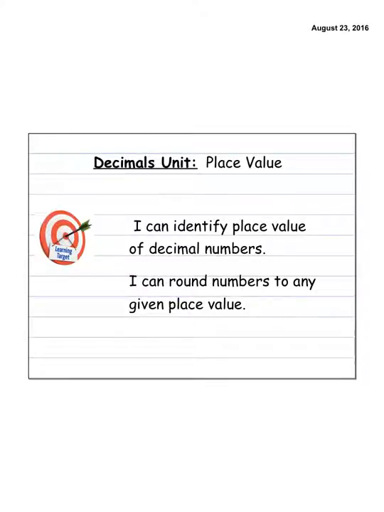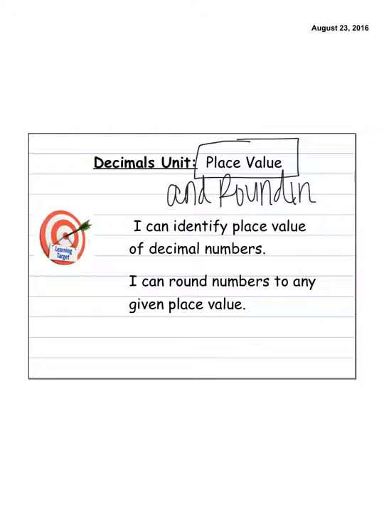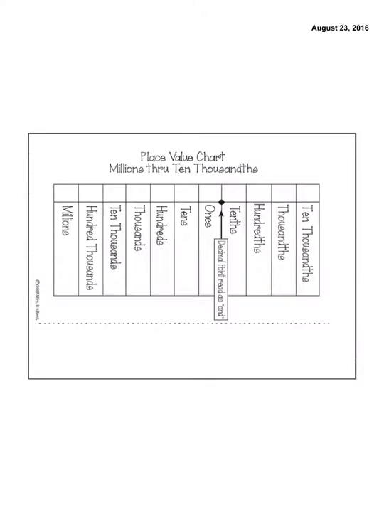Hi, sixth graders. We are on the place value lesson, still in our decimals unit. Label your page with place value and rounding. So add place value and rounding to the top of your page. Our learning target is being able to identify place value of decimal numbers and being able to round decimal numbers to any given place value.